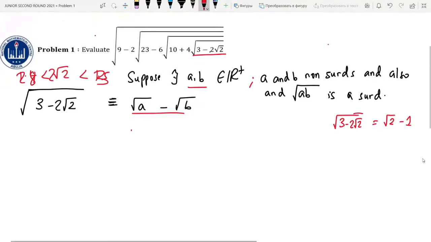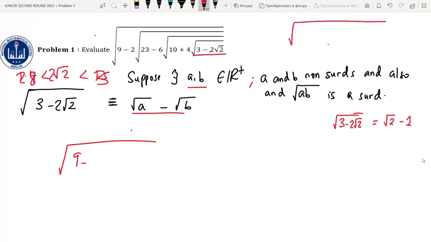Now let's plug it inside here. So the expression becomes the square root of 10 plus 4, and this is root 2 minus 1. Let me just write the innermost part here so we can start working with it. So this is the root of 6 plus 4 root 2. This is what we have.